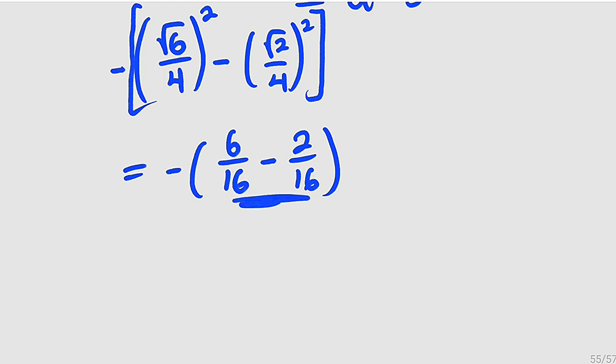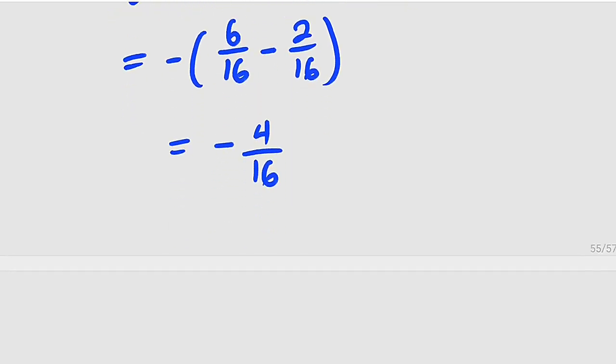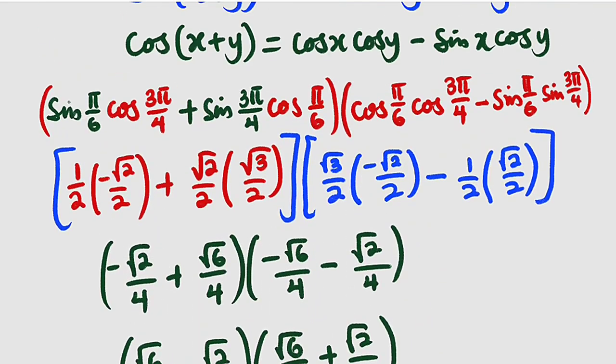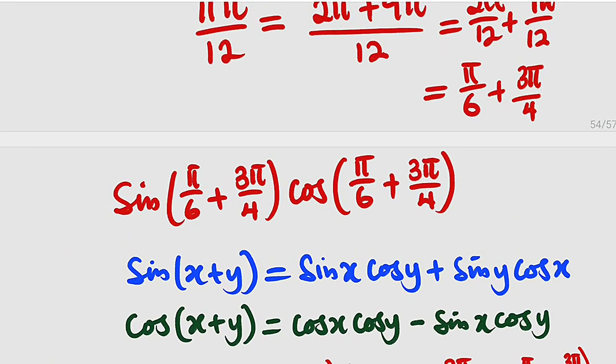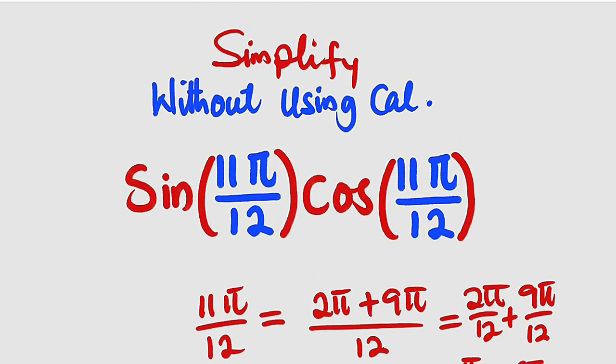Since we have common denominators, we are going to subtract the numerators. 6 minus 2 is 4. So this is equal to negative 4 divided by 16. But 4 can divide 4 one time and it can divide 16 four times. So to the lowest term, we have negative 1 divided by 4, which is our final answer. Therefore, when this expression is simplified without using a calculator, you get negative 1 divided by 4.